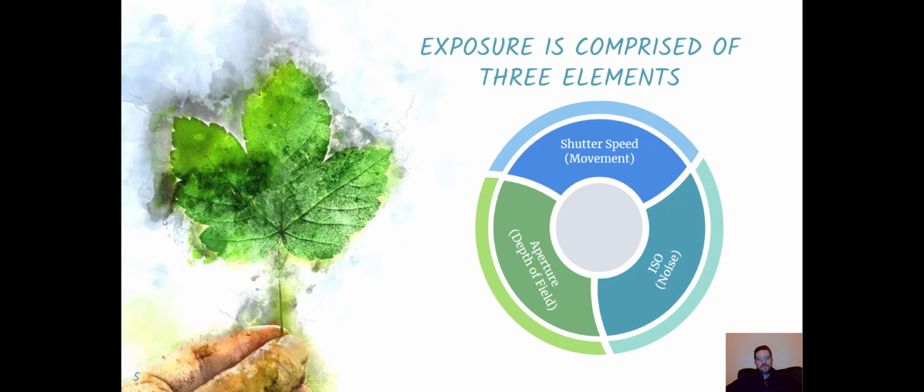So this exposure and manipulation of light is comprised of 3 elements, which is the 3 settings. Number 1 is shutter speed, which controls and manipulates how movement is portrayed in your photography. The ISO is the static, the noise, which you can control up and down. We'll get into these shortly. And the aperture is the depth of field, how much of the background you can blur out or actually bring into a more clear focus.